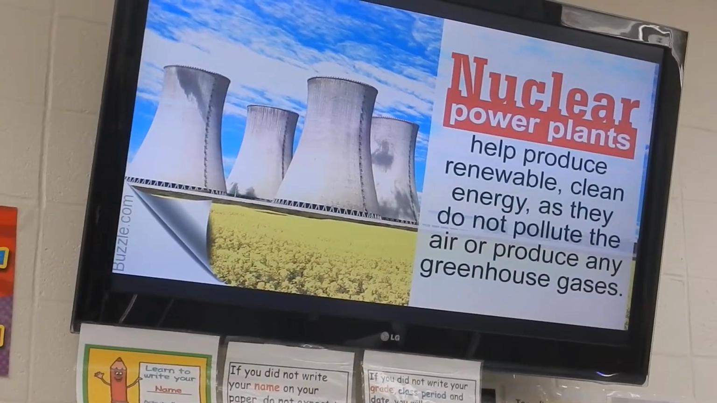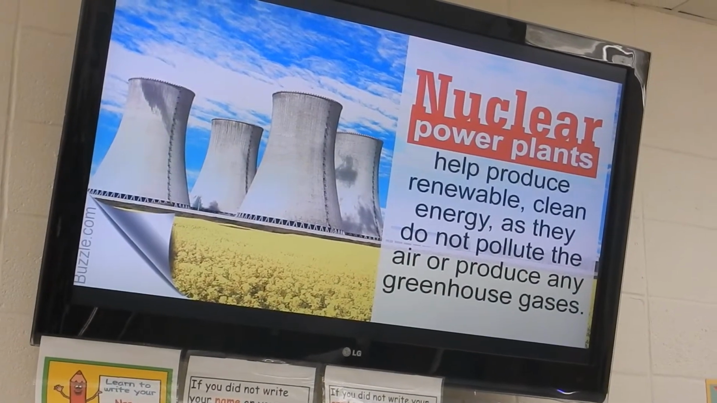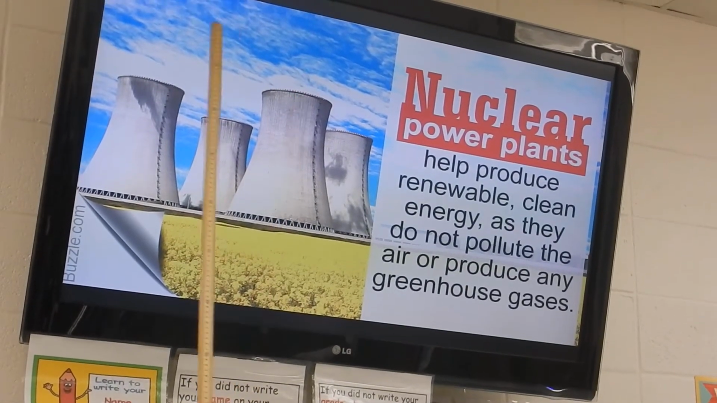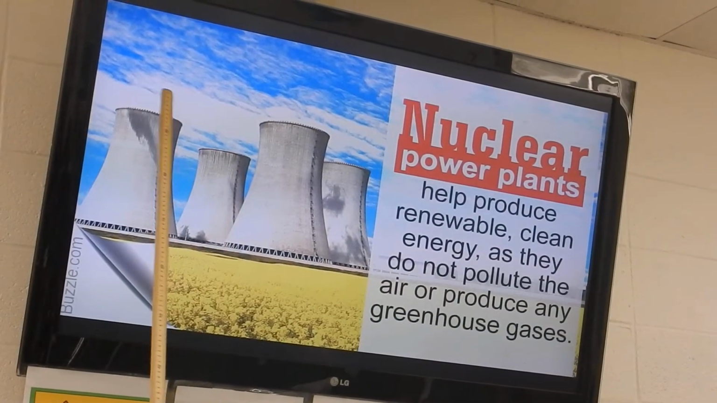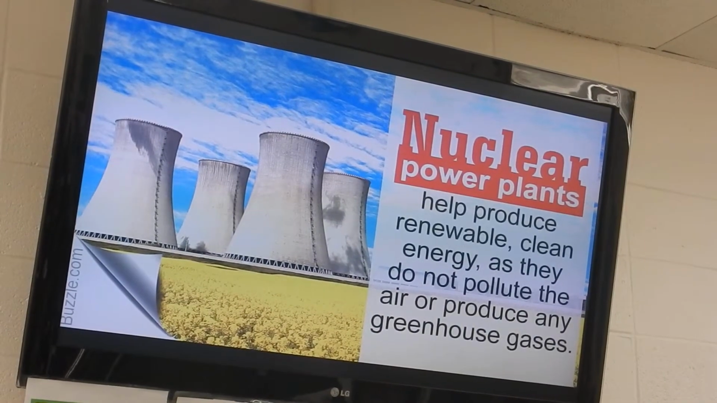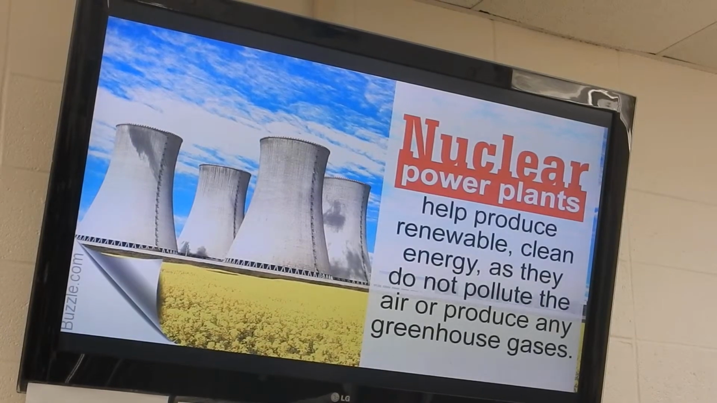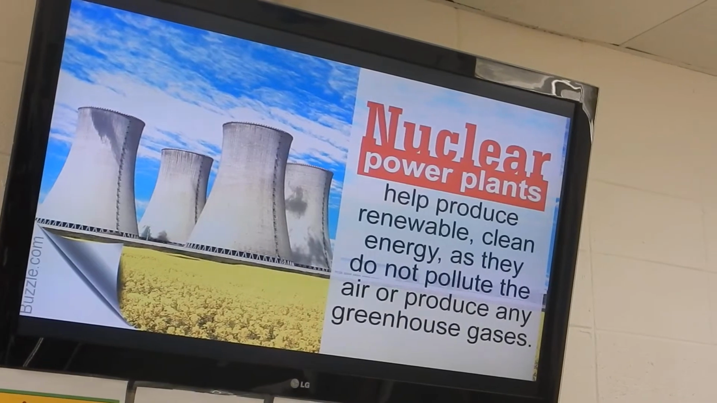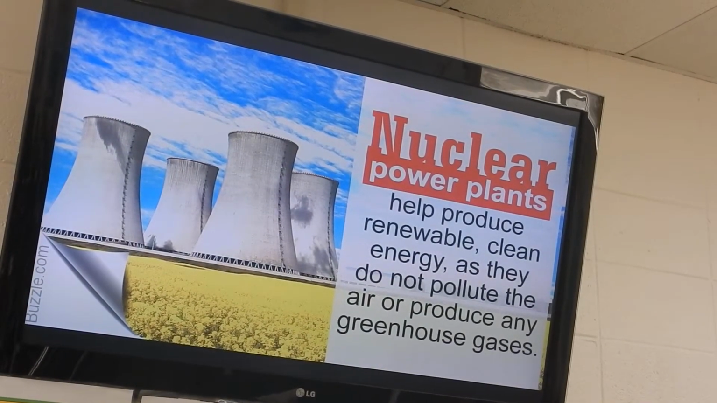Now, this is a nuclear power plant. Nuclear power plants are said to be environment friendly. Why? Because they do not produce carbon dioxide. The smoke that you see coming out of the nuclear power plant is not carbon dioxide. That is steam. So, these nuclear power plants do not contribute to global warming. They do not pollute the environment.